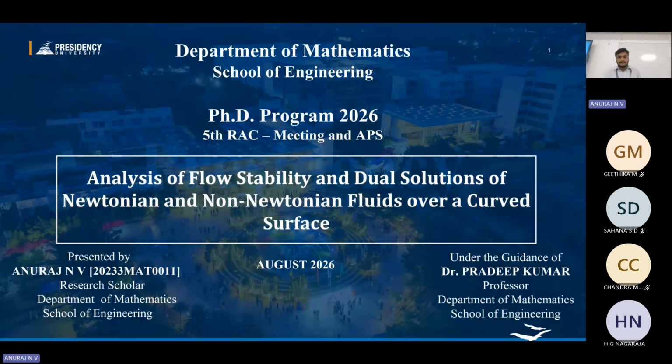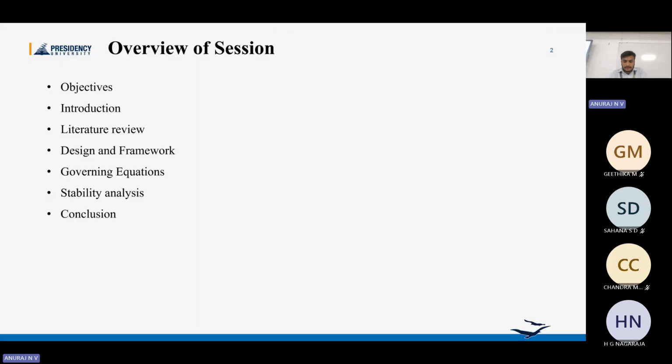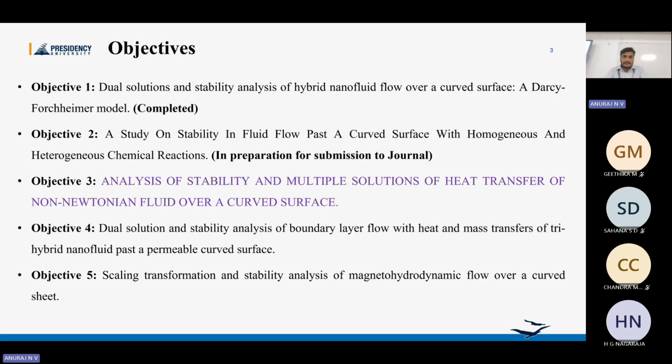My thesis title is: analysis of flow stability and dual solution of Newtonian and non-Newtonian fluids over a curved surface. This is the overview of my section. I mention my objectives, introduction, literature review, design and framework of my model, governing equations of my model, stability analysis and conclusion. These are the objectives of my thesis.